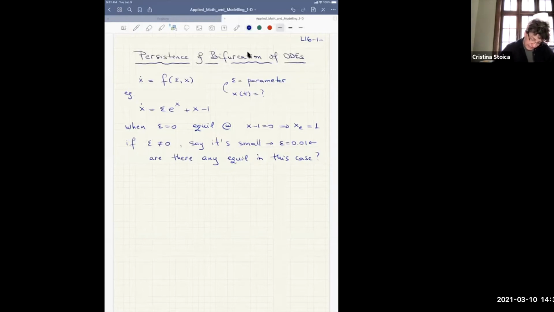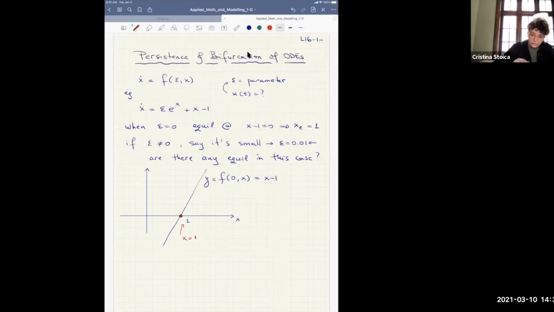So if we make a little picture, that's how people think about this stuff. Here is x, here is f of x. For epsilon equals 0, if we draw this function, here is y equals f of 0 and x, which is x minus 1. And here is our root, our equilibrium, x equals 1.